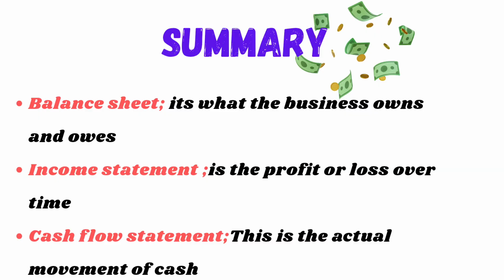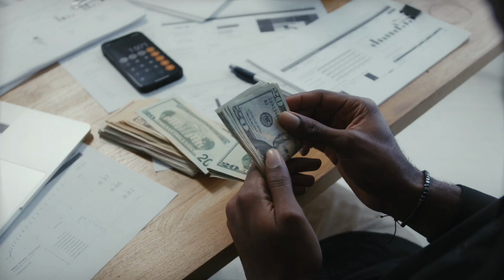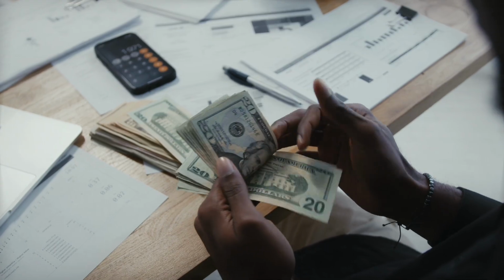Quick recap, keep this simple. Let's lock this in. Balance sheet, what the business owns and owes, snapshot. Income statement, profit or loss over time. Cash flow statement, actual movement of cash. Together, these three tell the full money story.